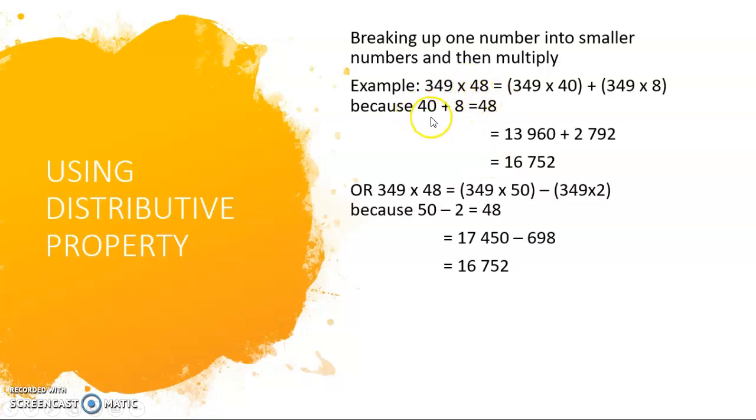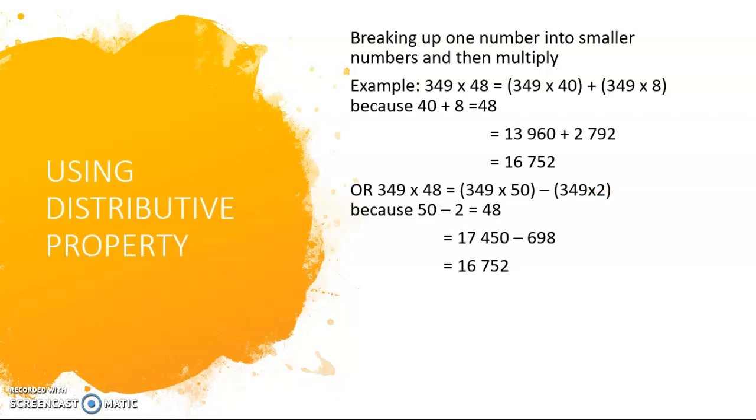48 can be broken up into 40 plus 8, so I will have the product of 349 and 40, and I will add the product of 349 that I multiplied with 8, which will be 13,960 plus 2,792. I will add these two numbers, which will give me 16,752. But now you don't know your 8's multiplication timetable so well.